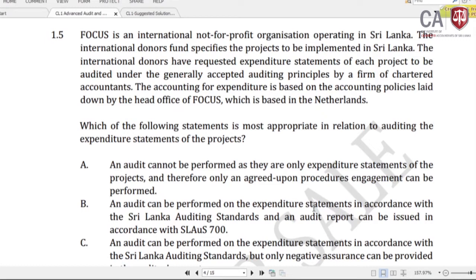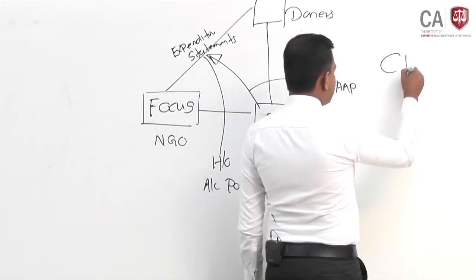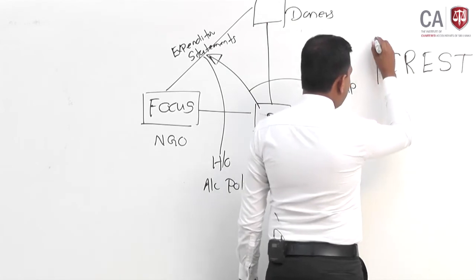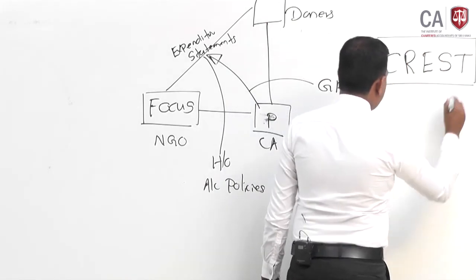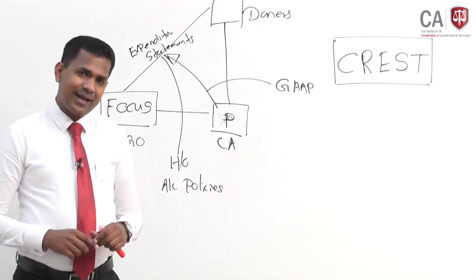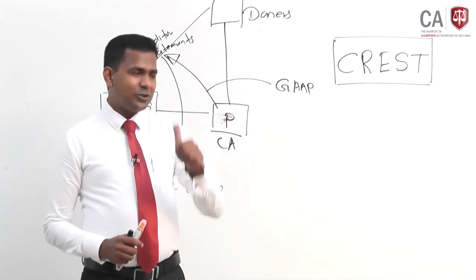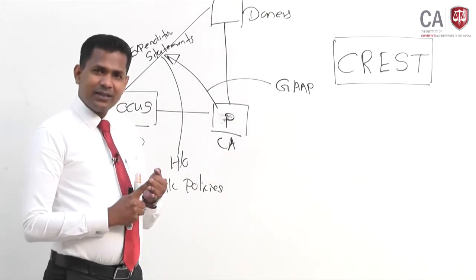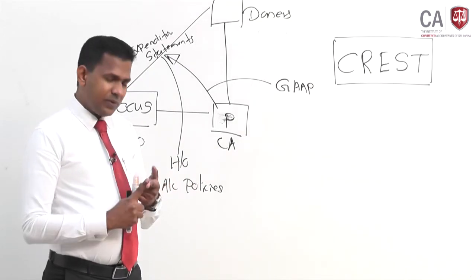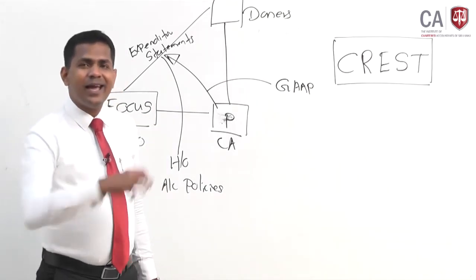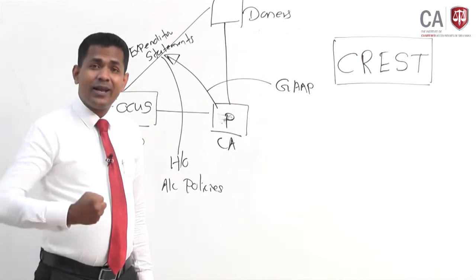Can you remember CREST? To define something as an assurance engagement, there are five elements. What are those five elements? There should be a tri-party relationship, appropriate subject matter, suitable criteria, sufficient appropriate evidence, and reporting. If these five remain, that is called an assurance service.